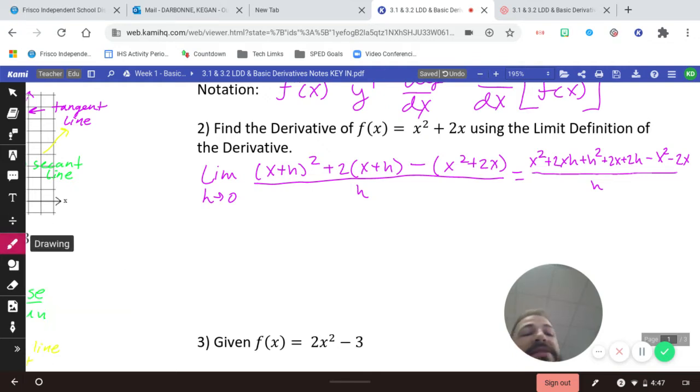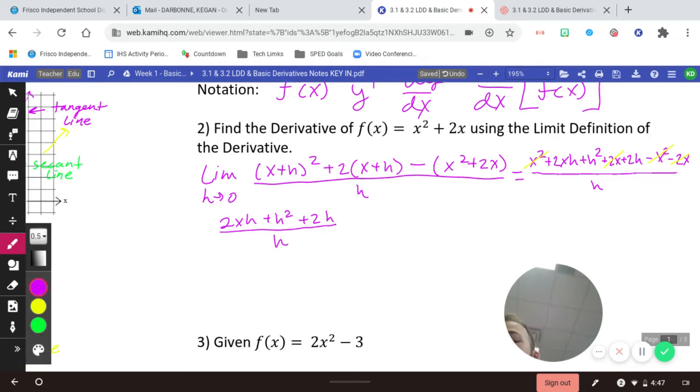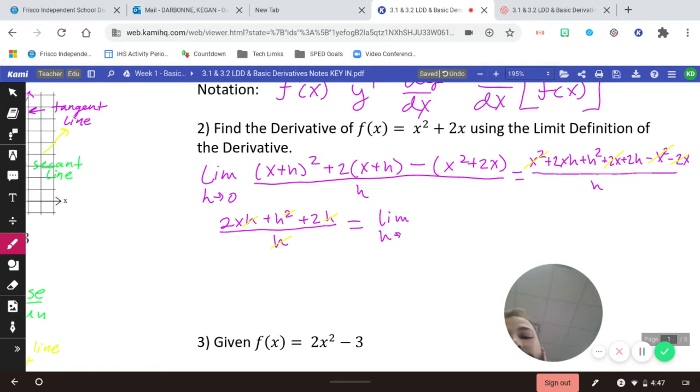Okay, before we move to the next step, let's see if there's anything we can cancel out. Negative x squared and x squared cancel out. Negative 2x and positive 2x cancel out. So now we get 2xh plus h squared plus 2h, all divided by h. What you might notice is that from this step to here, all of your terms should have h in them. That is your goal, because then I can cancel an h out of everything, and that gives me the limit as h approaches 0 of 2x plus h plus 2.